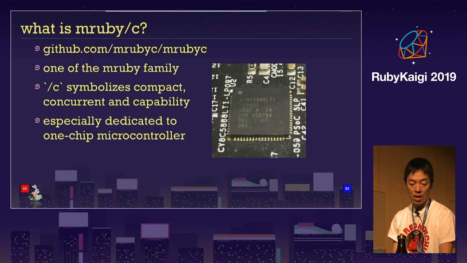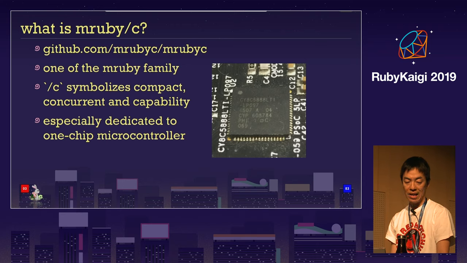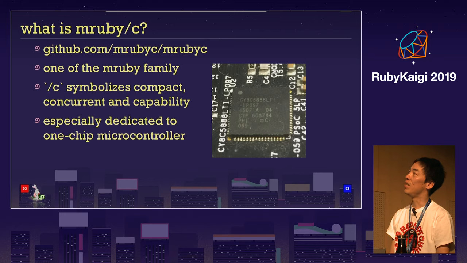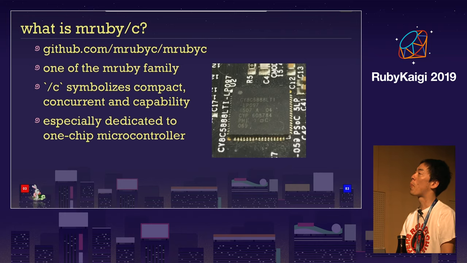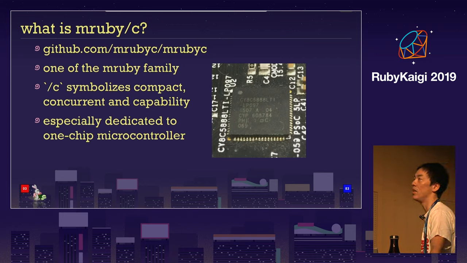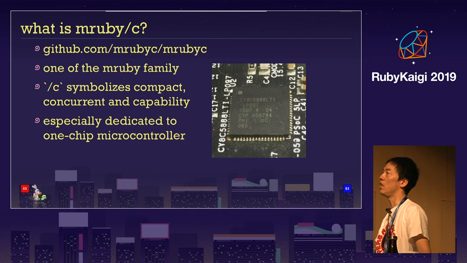First, I'll give a short explanation. What is mruby/C? From here, I will just say mruby/C, because the /C is hard to say for me. It's on GitHub, mruby/C. It's one of the mruby family. The last letter C symbolizes compact, concurrent, and capability. It is especially dedicated to one-chip microcontrollers.